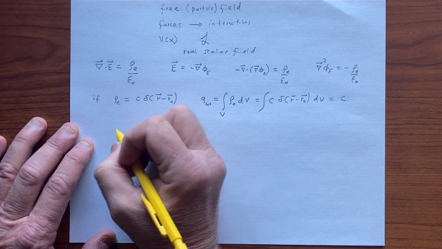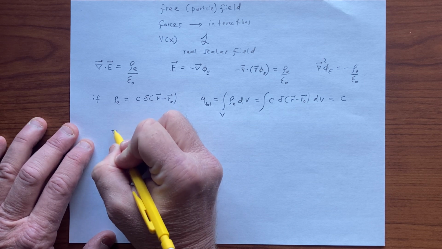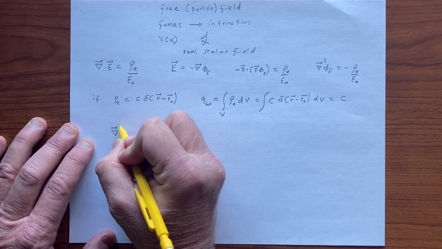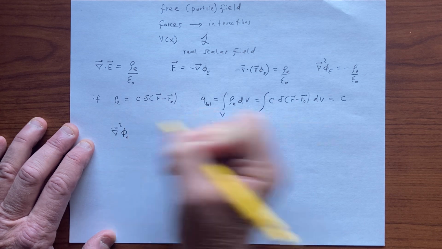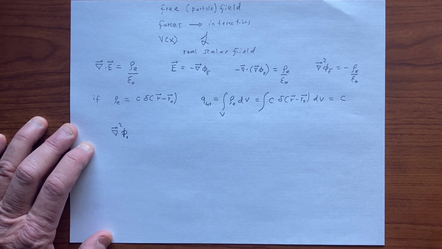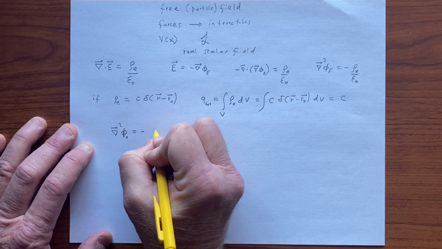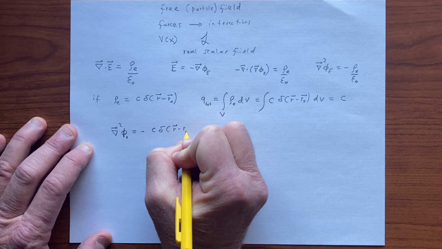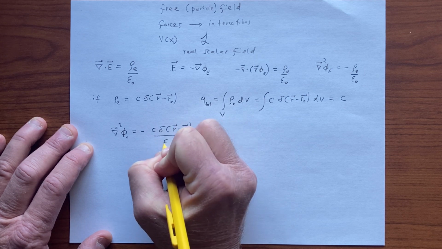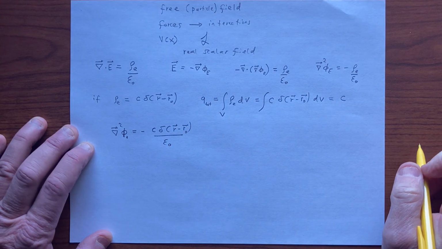And so what is this equation? What does it look like for a point particle? Well, it's del squared, let's say phi 1, because we only have one particle. So let's call it phi 1, and that ends up being minus C times this delta function over epsilon naught.